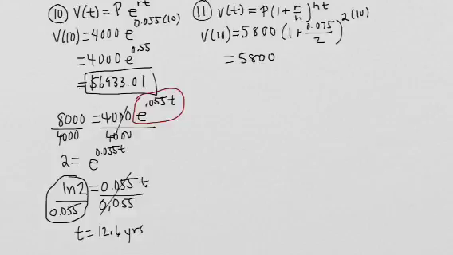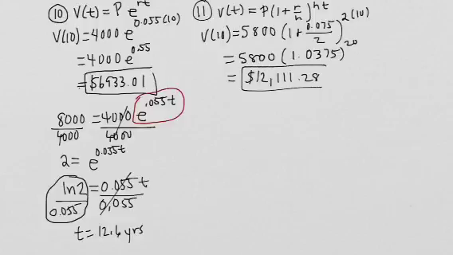So then this is 5,800 times, 0.075 divided by 2, you have to either do that by hand or just do it on the calculator, so that you get 1.0375 to the 20. You input that, and you get $12,111 and 28 cents. Okay, so that's the answer for 10 years.